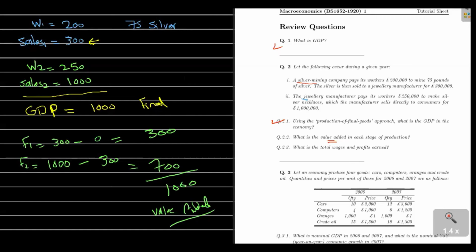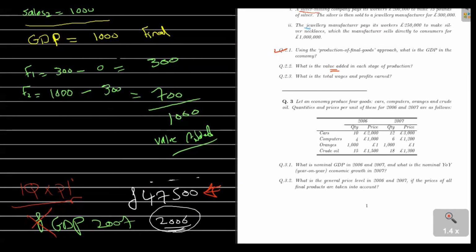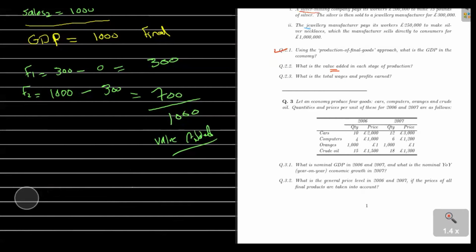So that is how much the GDP is following this approach. Let me just clean this, make some space for us. Okay, so let's move to the next point. If this is the GDP according to the value added approach, how much would it be if I consider the income approach? I'm going to add up all incomes in this economy.